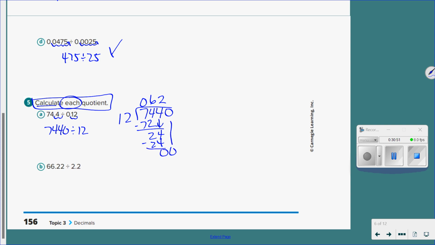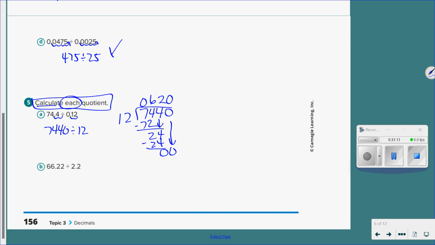I still have a place to account for. And this is a very common mistake. You forget that 12 does not go into 0 at all. So I need a 0 there. Your answer is 620, not 62. You have to account for every place value. Everybody good on that one?